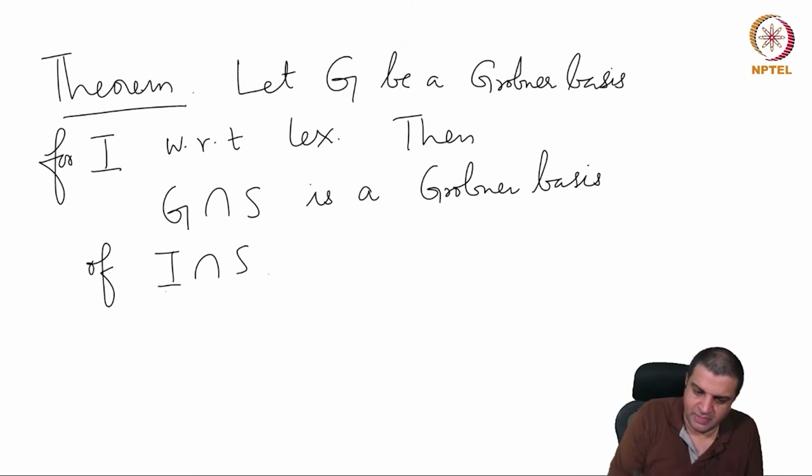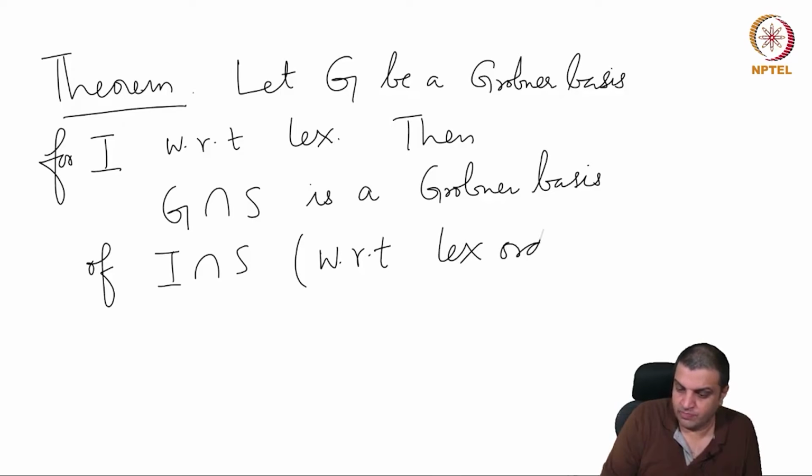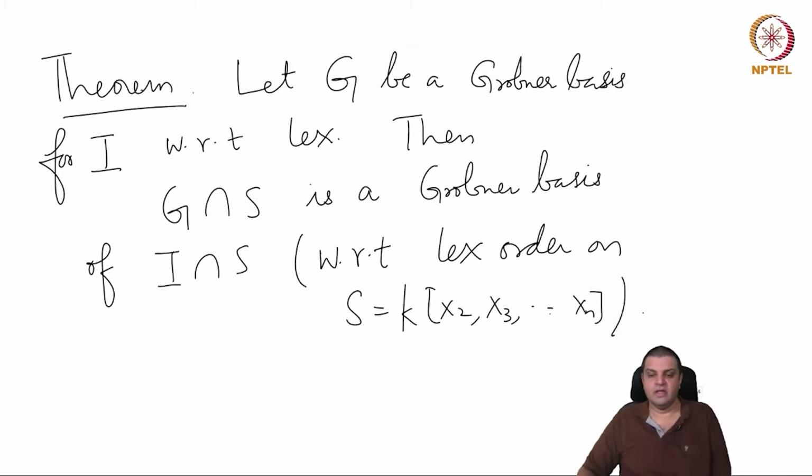So when you say Gröbner basis of this thing, with respect to what? With respect to the lex order on S, where the first variable is x2 now, then x3, and so on up to xn. Okay. So we'll prove this in a minute. It's not a very difficult proof.